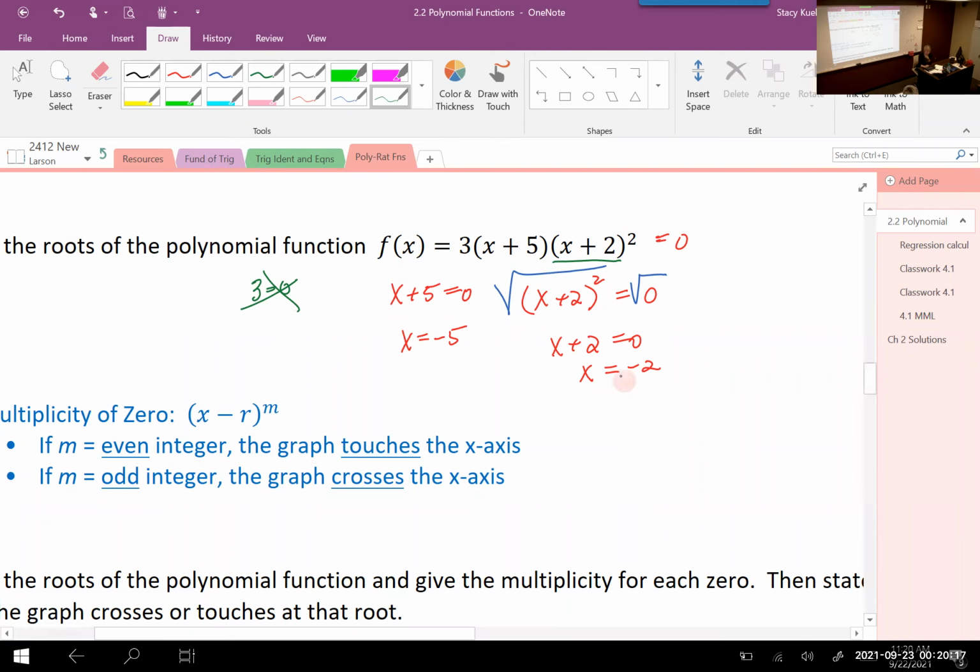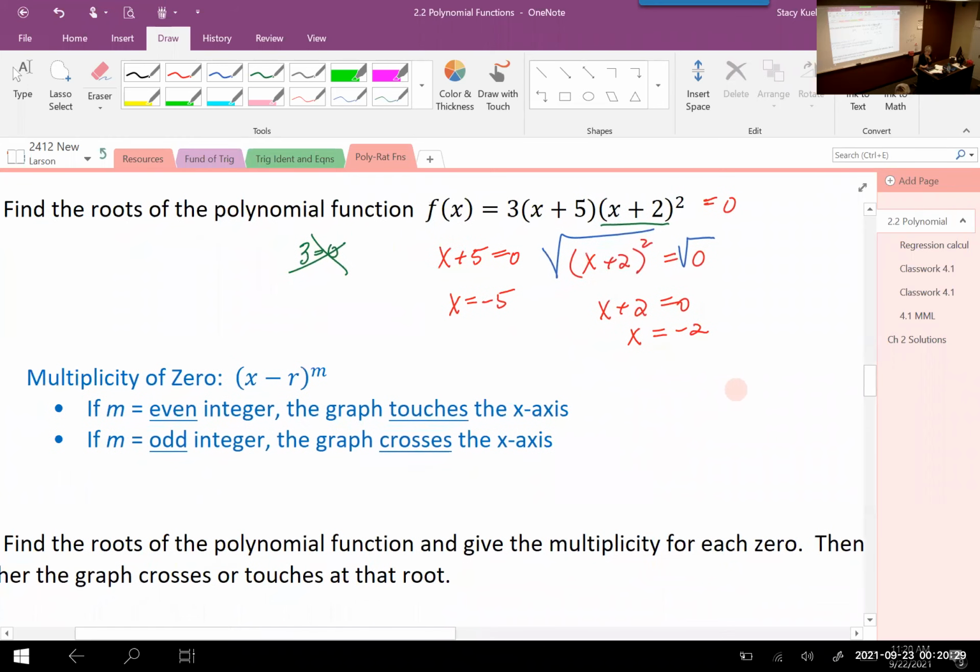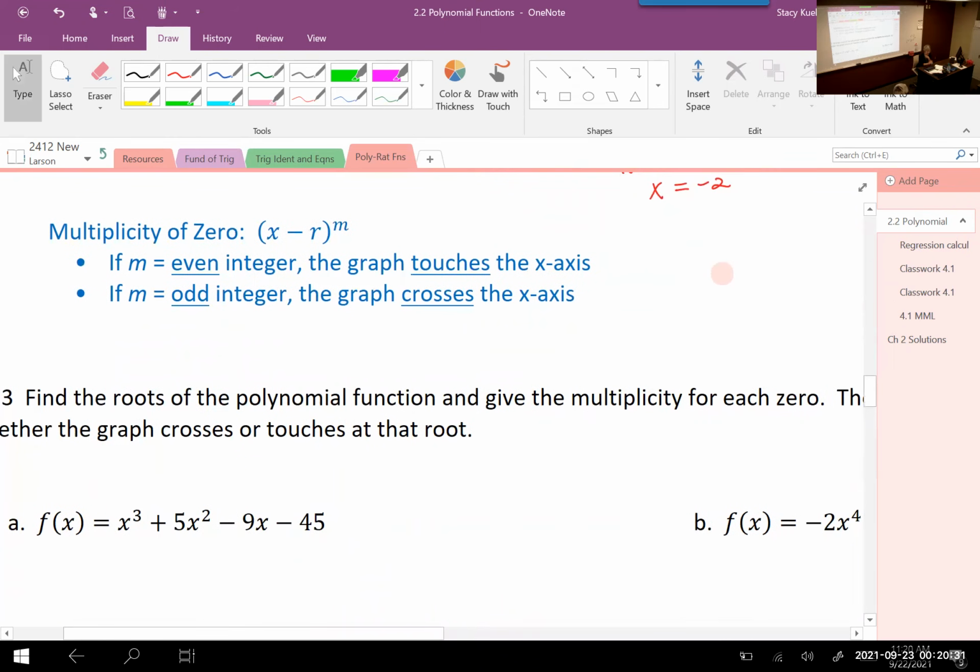So I have 2 roots to the polynomial. I have 2 solutions to the polynomial. I have 2 zeros to the polynomial. Okay, all of those mean the same thing. Now, let's add to that this multiplicity idea here.